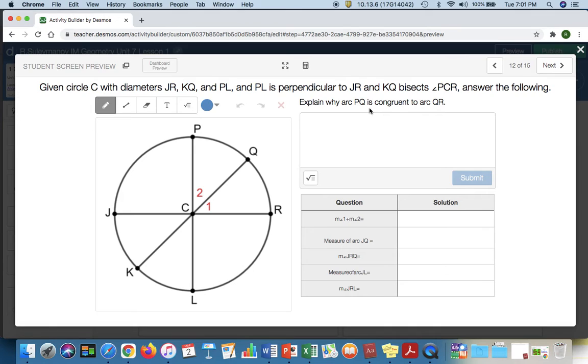This question, given circle C with diameters JR, KQ, and PL. PL is perpendicular to JR. It might seem a little more wordy because that was really just the perpendicular symbol for the original question. And KQ bisects PCR. We have angle bisectors, perpendicular lines. We have an open-ended question and a table. I love using tables for students.